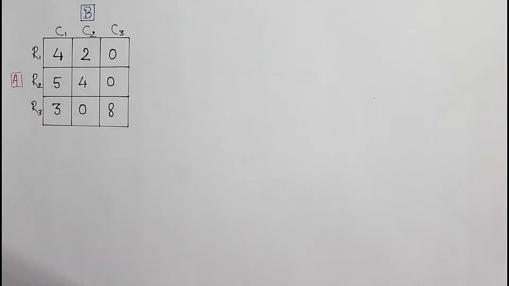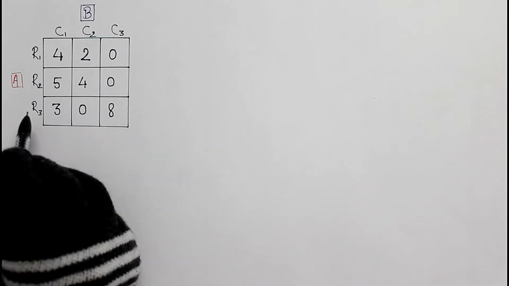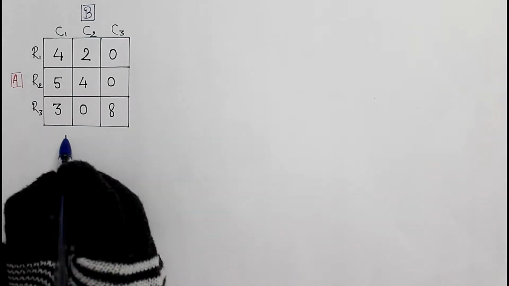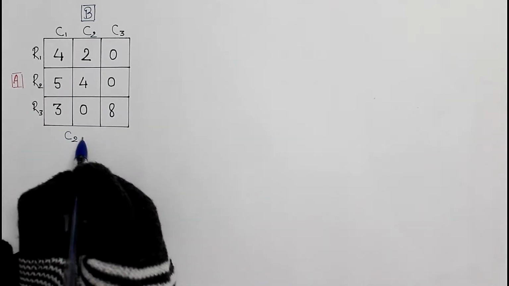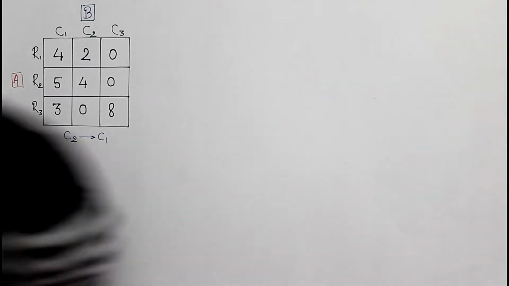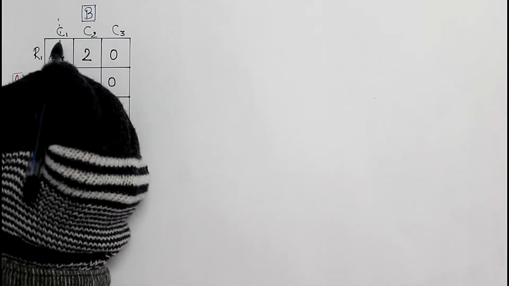Sometimes we find it impossible to solve a game completely by using the dominance method only. This is our game matrix. Between C2 and C1, 2 is less than 4, 4 is less than 5 and 0 is less than 3. So with smaller numbers, column C2 dominates C1. C1 is cancelled.